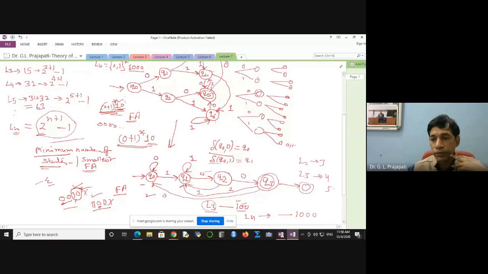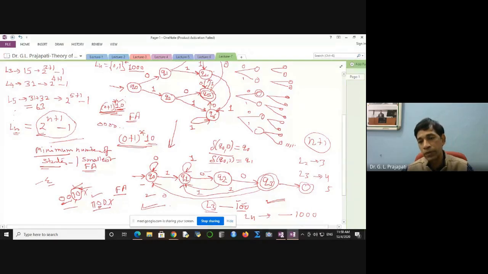Just 5. So in general, if you want to remember the length n, then you will have n plus 1 states. And if you want to remember 1 million length, then you have 1 million plus 1 states in the machine. And hence, this is the reasonable FA for this language. So this machine is acceptable. We prefer this machine because this is the smallest machine we have.